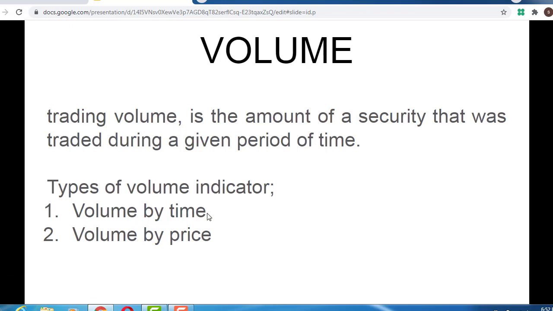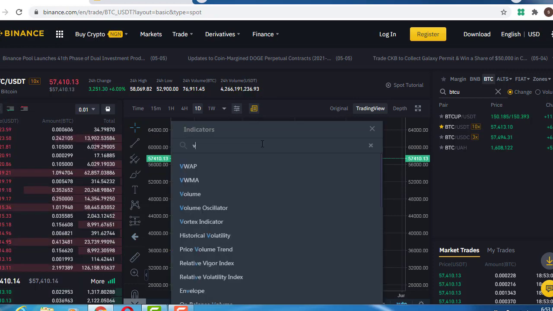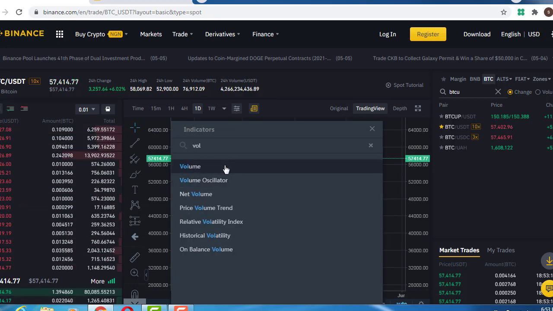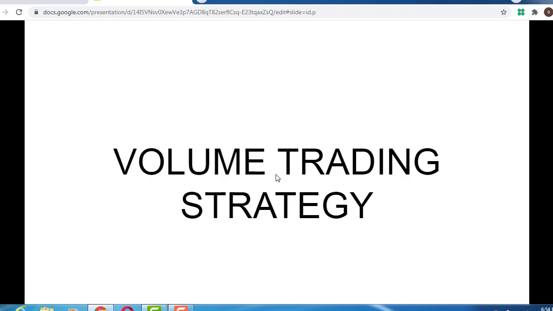Volume by time is the traditional volume indicator you see on your chart. If you go to your Binance platform, go to indicators and search for volume, the volume you're seeing here is the traditional volume, also known as volume by time. Volume by time tells you the amount of a security that was traded within that specified period of time, while volume by price tells you the amount of a security that was traded at a specific price level. For the purpose of this video, I'll confine it to volume by time only. So let's get into the volume trading strategy.